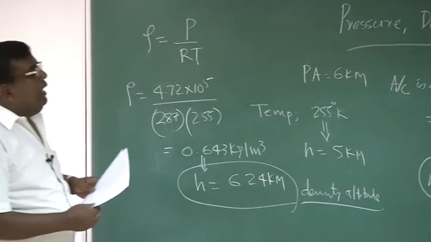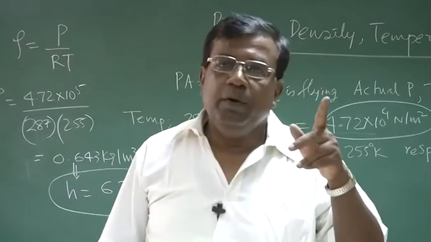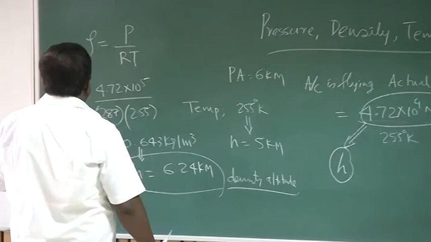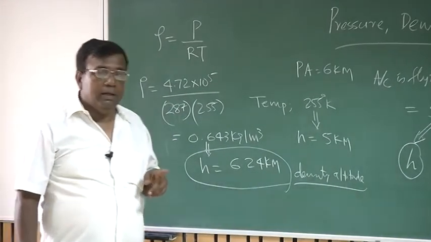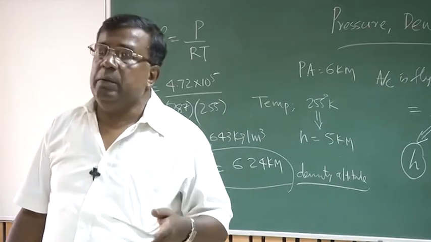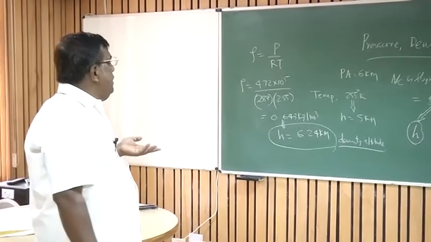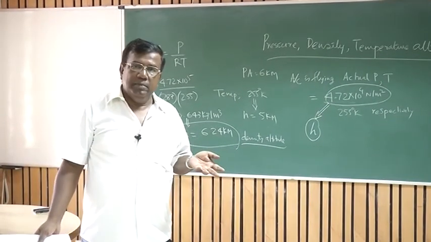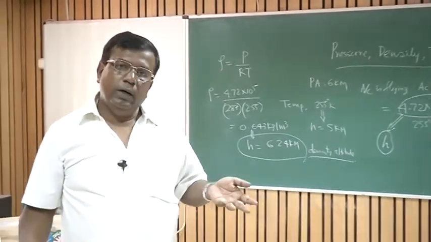So you could see, although the aircraft is flying at a fixed geometric altitude, the pressure altitude, temperature altitude, and density altitudes are different. That should be borne in mind. Now it's obvious, you should be able to answer this question. At what altitude the pressure, density, and temperature altitudes are same? The answer is at sea level. Okay? Thank you very much.